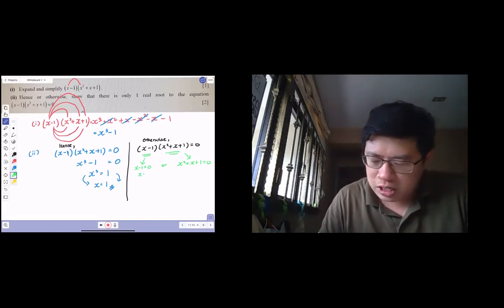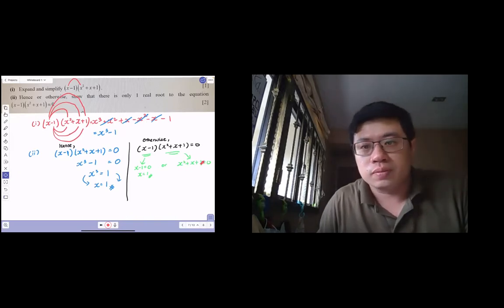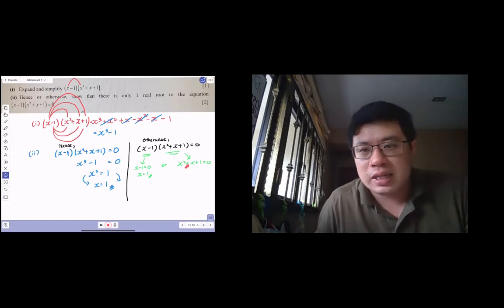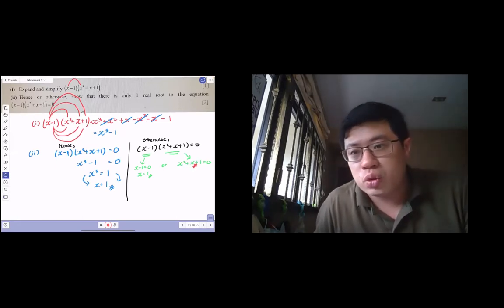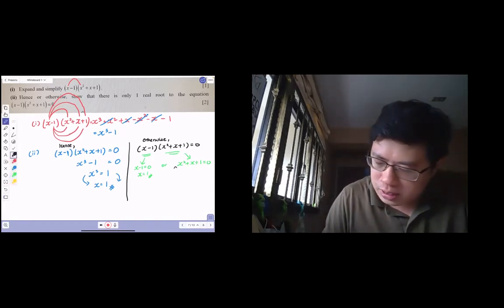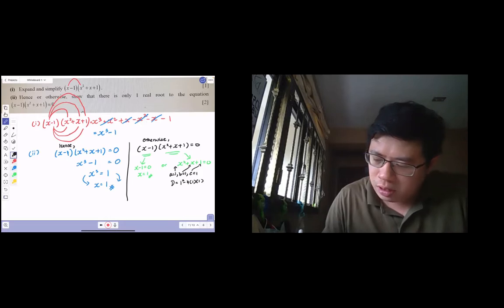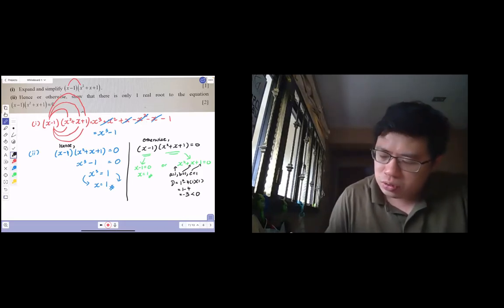Here, the left-hand side, x equals to 1. And for the right-hand side, you will find that this does not give you any solution, whether you use completing the square or quadratic formula. So how do you show it fast that this has no solution? The easiest way is just to use discriminant. Okay, so you have observed the discriminant. A is equals to 1. B is equals to 1. C is equals to 1. The discriminant is b squared minus 4ac, which gives you 1 minus 4, negative 3, less than 0.